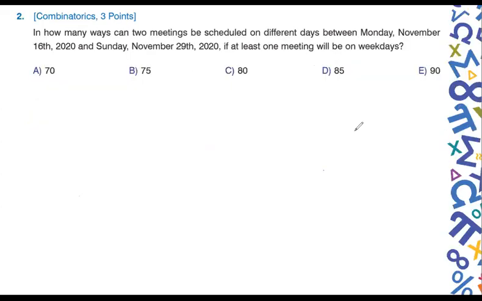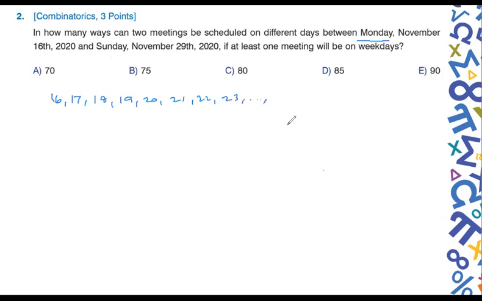Okay, this is the second question: how many ways can two meetings be scheduled on different days between Monday, November 16th and Sunday, November 29th? It's not too many days, so maybe it's good to list them. The first day is Monday, so we start with 16, and then you got 17, 18, 19, 20, 21, 22, 23.